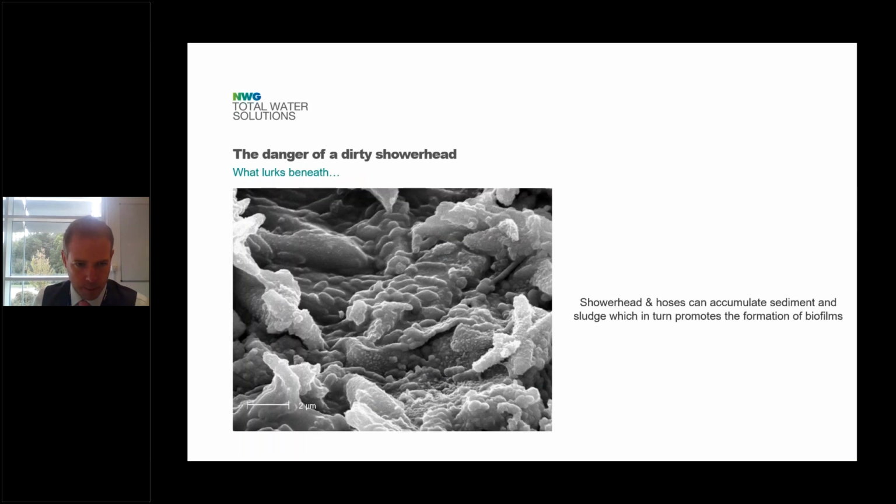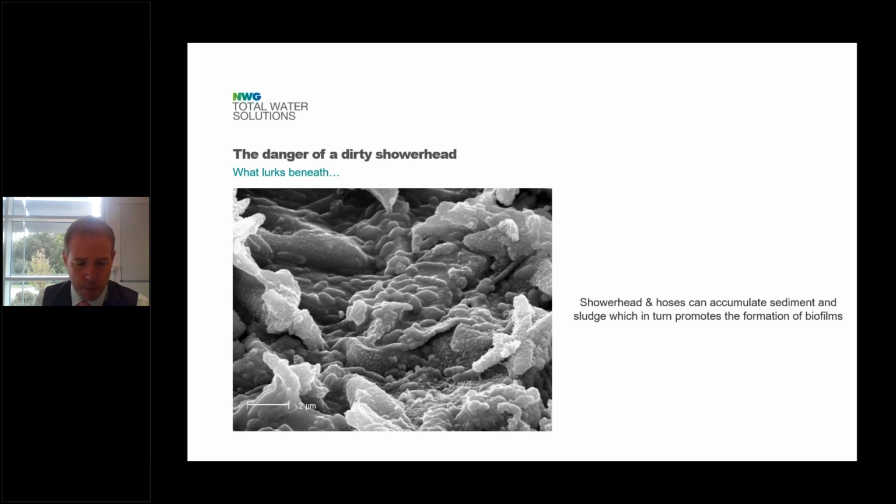It shows a little bit more detail. That's an electron microscope image of the surface of a shower head that's been scaled up. You can see the limescale and the sludge and general scum that's actually growing and developing on the surface of the shower head. That is a perfect place for biofilms to grow. You can see the angles on the surface of the limescale. You can actually see the bacteria starting to form and grow as sludge.